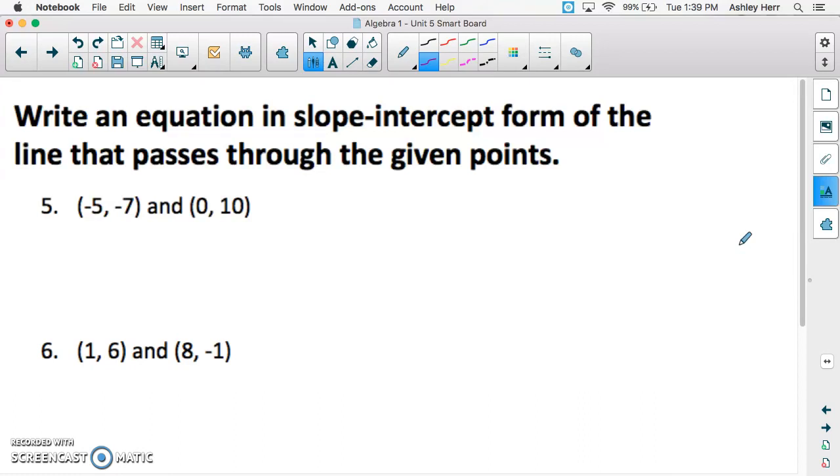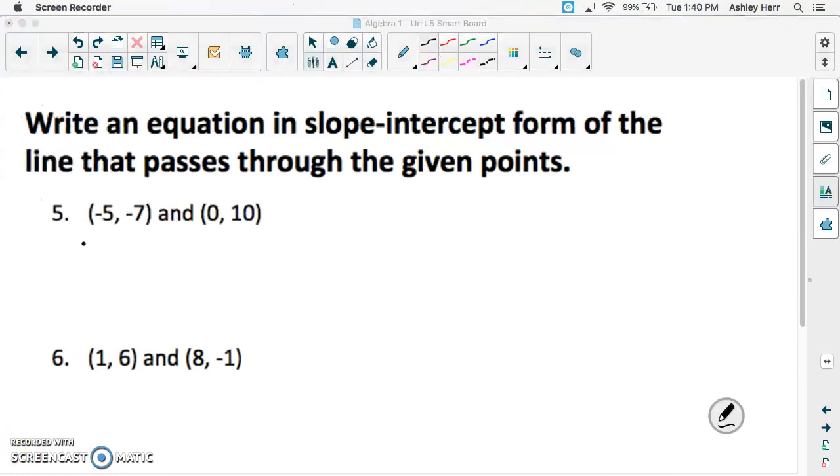Okay, here, write an equation in slope-intercept form of the line that passes through the given points. So here I gave you 2 points. So remember, to write in slope-intercept form, you have to find the slope and the y-intercept, correct? Alright, so with these points here, to find my slope when I'm given 2 points, I use the equation m is equal to the change in my y's over the change in my x's.